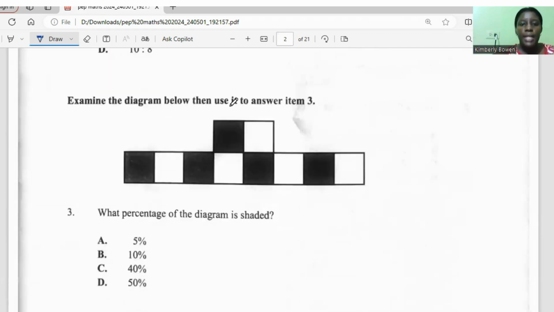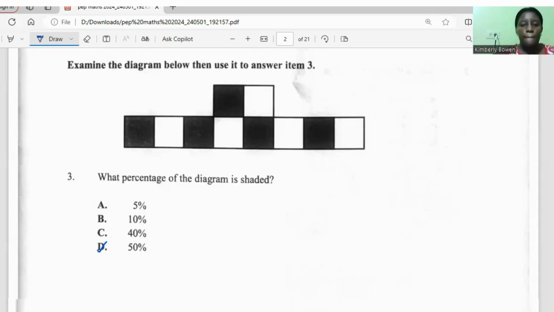Examine the diagram below, then use it to answer item 3. What percentage of the diagram is shaded? Let's count the squares in the diagram. 1, 2, 3, 4, 5, 6, 7, 8, 9, 10. And let's count how many squares are shaded. 1, 2, 3, 4, 5. So that's 50%. 5 out of 10 is 50%.